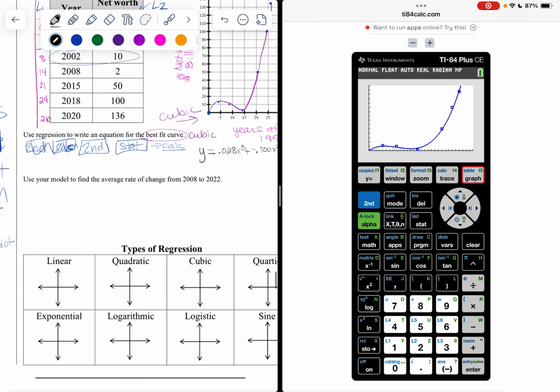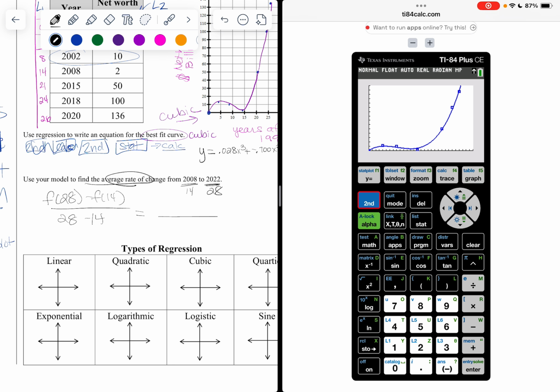And it says use our model to find the average rate of change from 2008 to 2022. So to find the average rate of change, we're looking for f of 2022, which would be how many years after? Let's see, 2022 minus 1994 would be 28 years after, and 2008 after 1994 would give us what? 14 years after. So we're going to look at f of 28 minus f of 14 all over 28 minus 14. So we know here, let's look for f of 28.